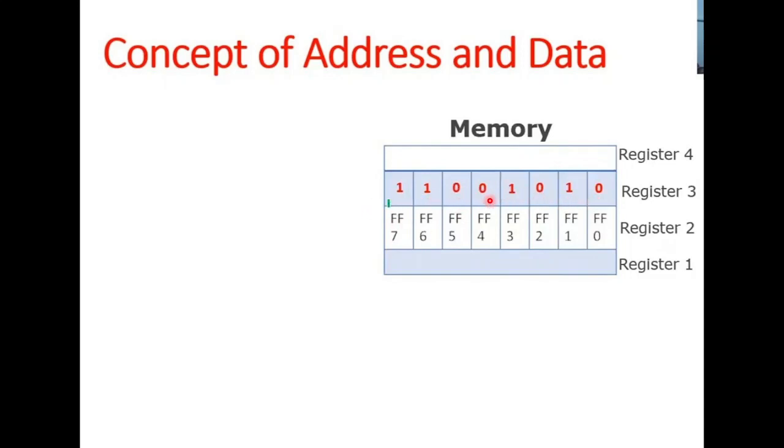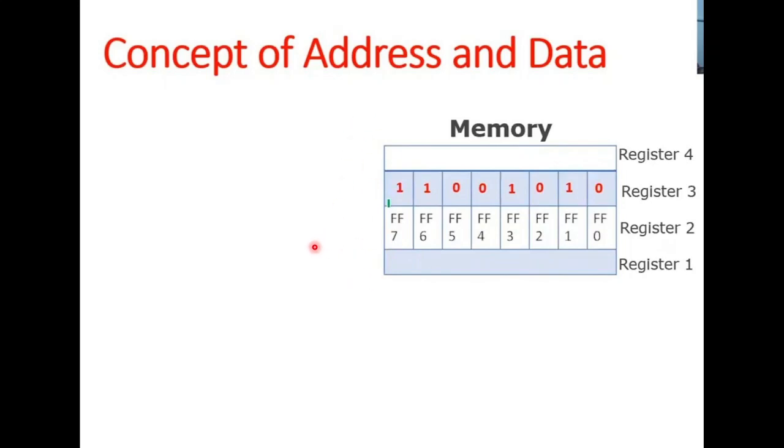11001010, this is the information stored in register 3. Similarly, in register 4, register 1 and register 2, 8-bit information is also there. Now my question is, how can I access the information stored in register 3? I don't know, right? What representation is there to identify this as register 1, this as register 2, this as register 3?